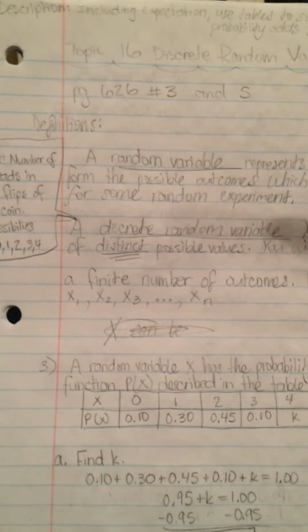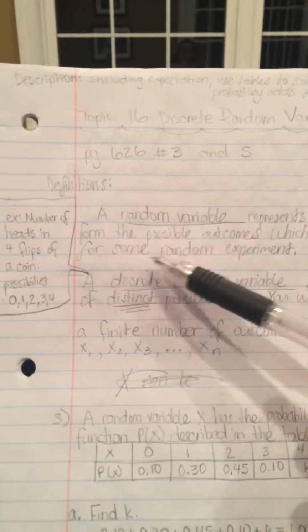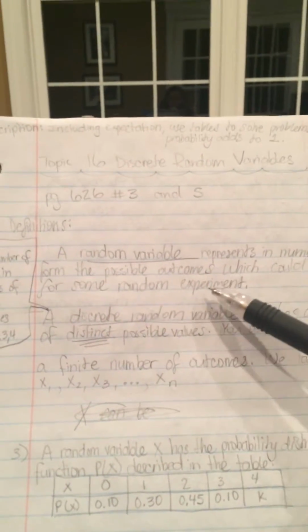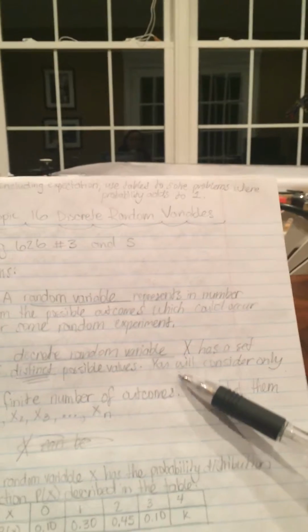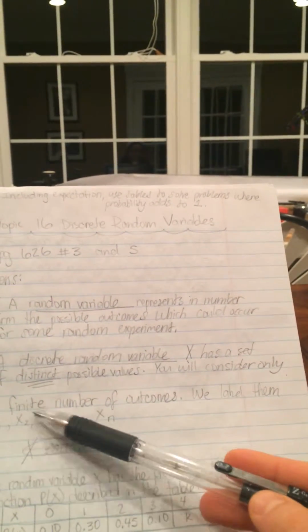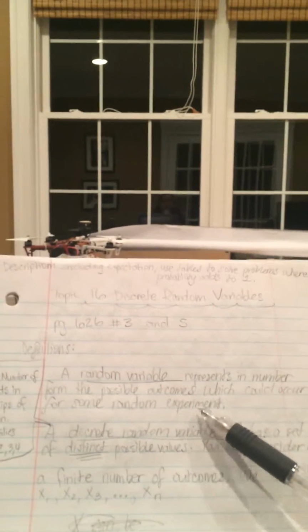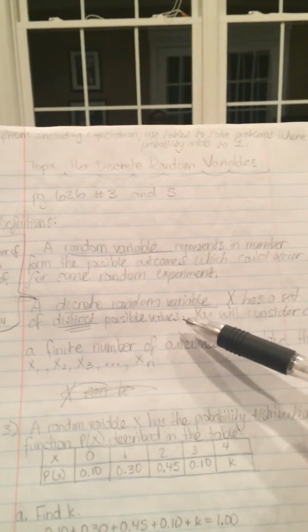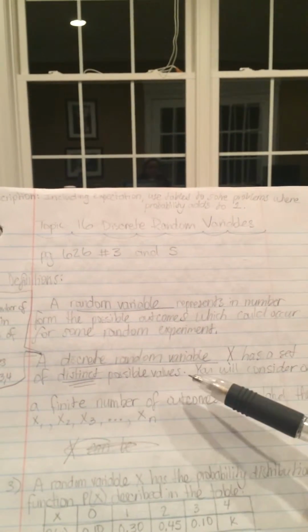Before going into the examples, it's important to know the difference between a random variable and a discrete random variable. So a random variable represents, in number form, the possible outcomes which could occur for some random experiment. While a discrete random variable, x, has a set of distinct possible values you will consider, and you will consider only a certain finite number of outcomes. So what they mean by this is that a random variable could potentially have an infinite number of outcomes, while a discrete random variable has a more precise set of outcomes. There's only a certain number of possible values, and after that, there are no other possible values that could occur within the sample space.